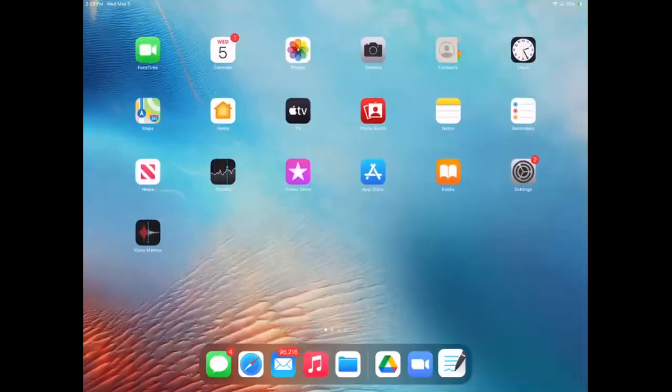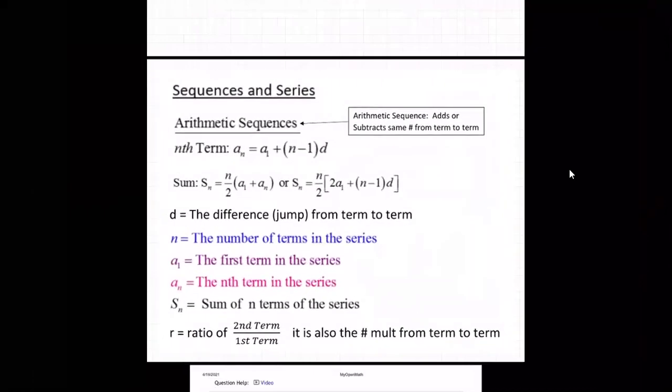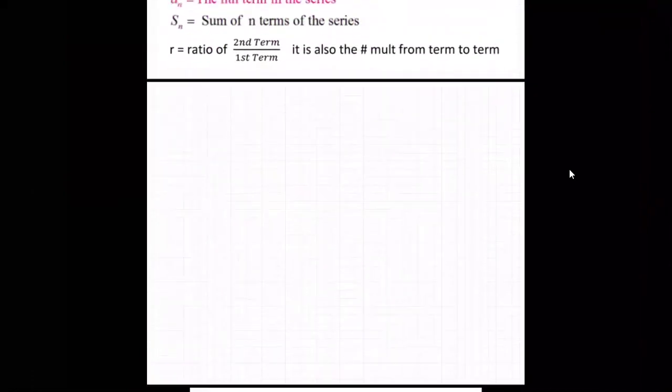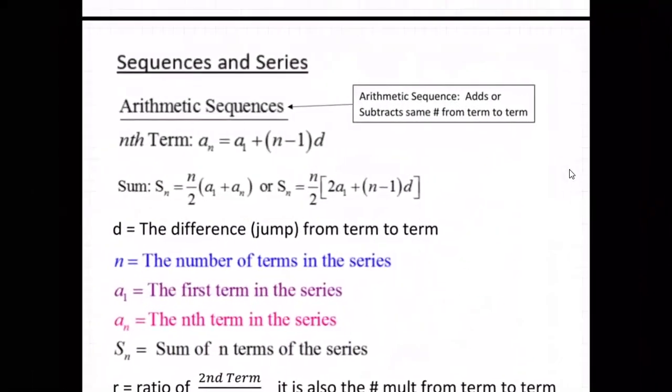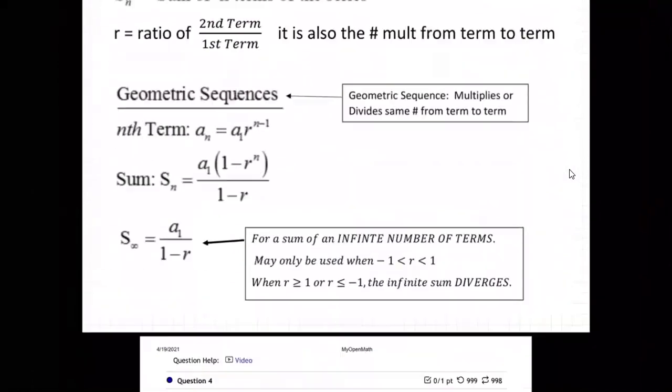Well, if you go to the notes, in fact, let me just put the notes right here for you. The exam 5 notes. Here's the first part, and let me grab that second part. All right, so here's what we need to know. It says an arithmetic sequence adds or subtracts the same number from term to term. So arithmetic is like arithmetic when you were a kid, right? First thing you learned in math was arithmetic, adding and subtracting. Then you got a little older and you learned multiplying and dividing. That's called a geometric sequence when it multiplies or divides the same number from term to term.